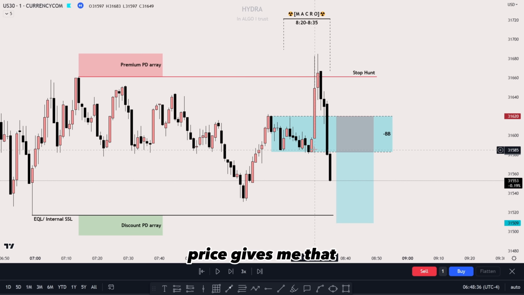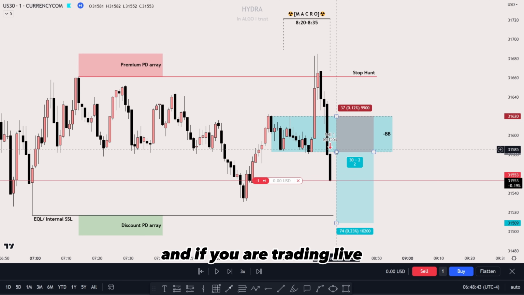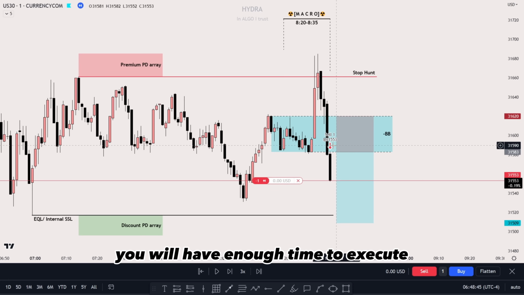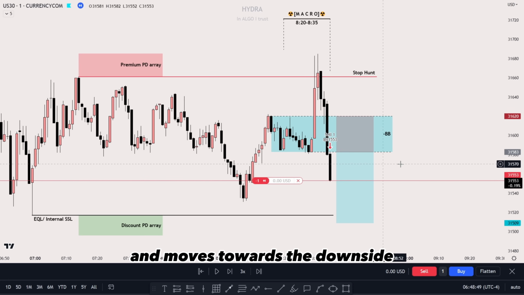So let's see if price gives me that. This here is in a replay mode, and if you are trading live, you will have enough time to execute in between the times this candle opens and moves towards the downside.